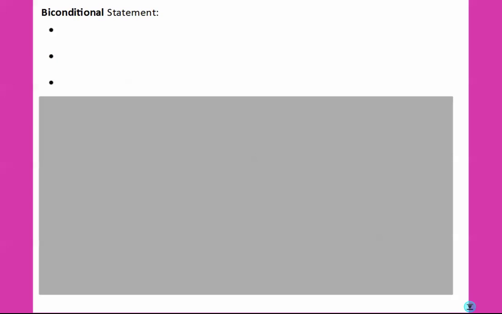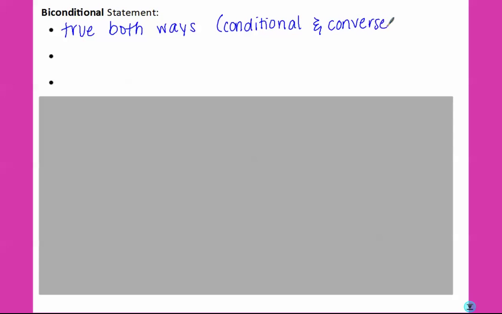So what is a biconditional statement? A biconditional statement is true both ways, meaning that the conditional and the converse, which if you remember from last class is the order of the hypothesis and conclusion switched, are both true.